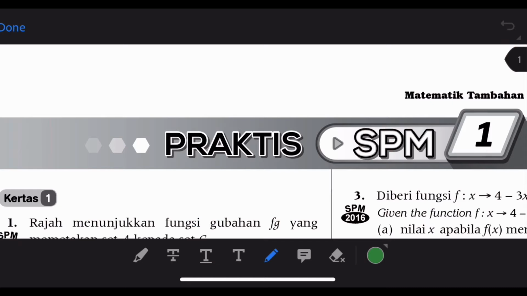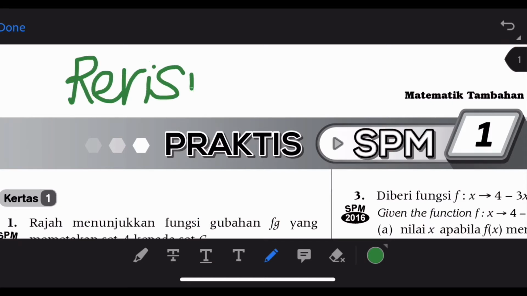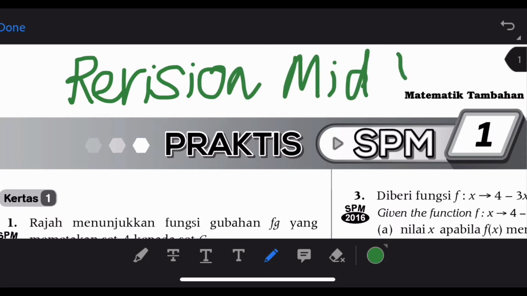Good day, everyone. Today, I would like to do revision for the coming mid-year exam for the Form 5 and Form 4 students for additional maths. So I will start with the Form 4 syllabus first.